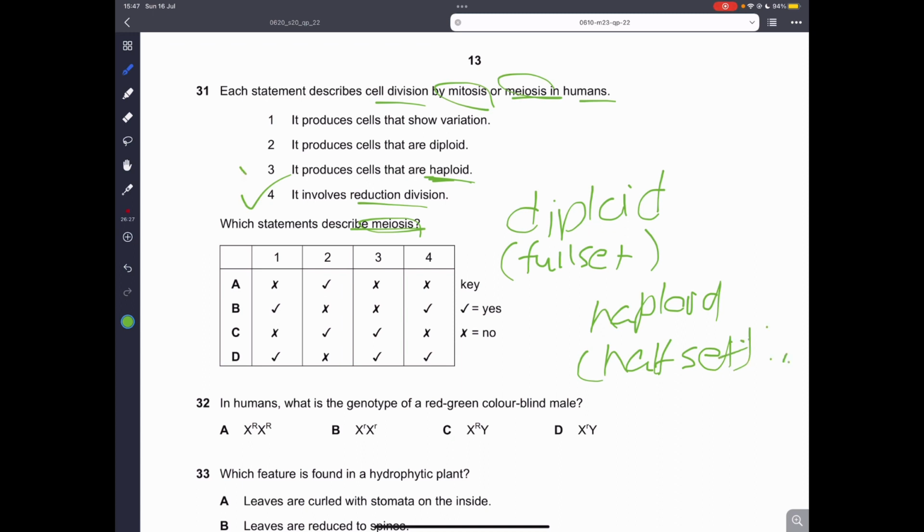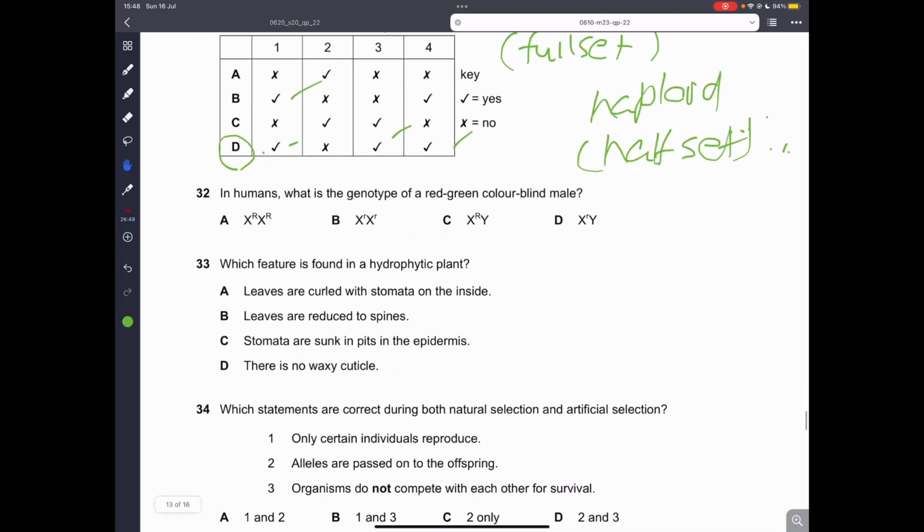So 3 and 4. Okay, and it also produces cells that show variation, because meiosis is basically the fusion of two different gametes, and they are going to produce a new variation, i.e. they are not clones of each other. So 1, 3, and 4, therefore D is the correct answer.